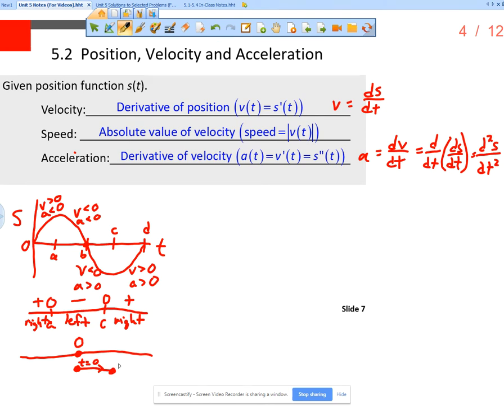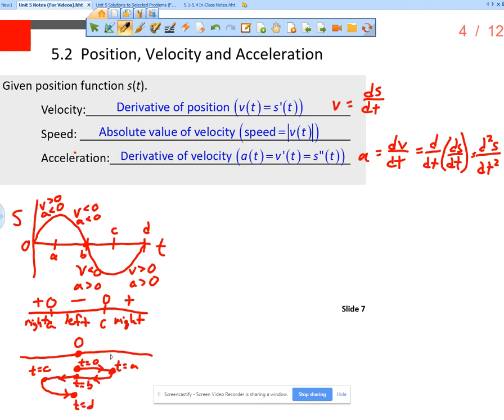At t equals A, we turn around and we start traveling to the left. How did I know that I was traveling to the left? Well, because now velocity is negative. Right here at t equals B, we pass through our origin, our starting location, and then we continue to travel to the left until we get to t equals C, where we stop and turn around and start traveling back to the right, and then we get back to our origin at t equals D.